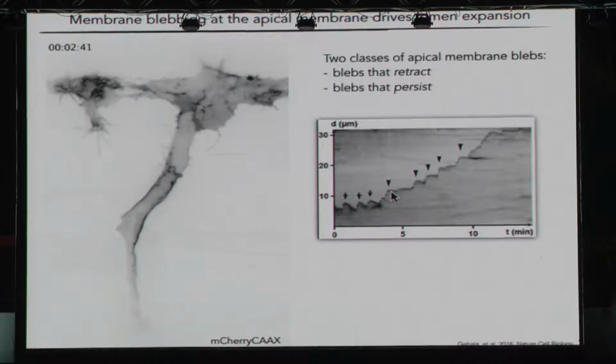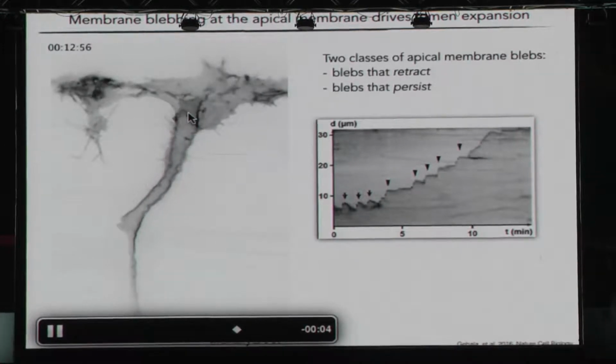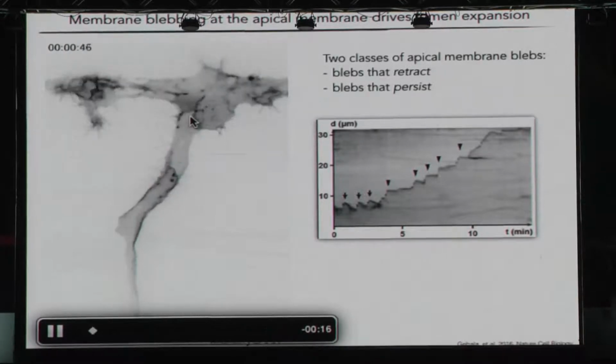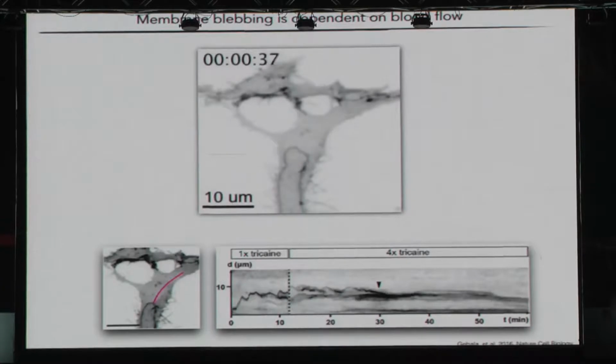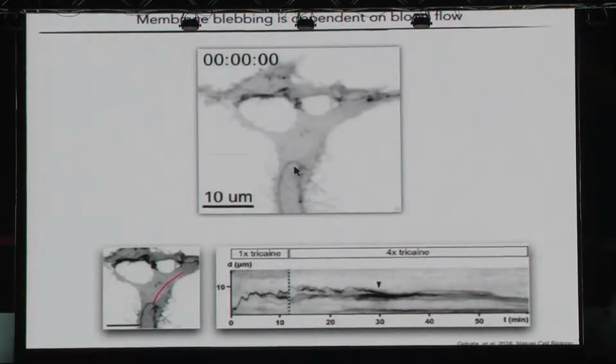So here again, expansion and retraction. And then we also observe a second class of flaps that expand and then persist. These are usually found at the front of the expanding lumen, and we think that that serves to help lumen expansion. And membrane blebbing is dependent on blood flow.